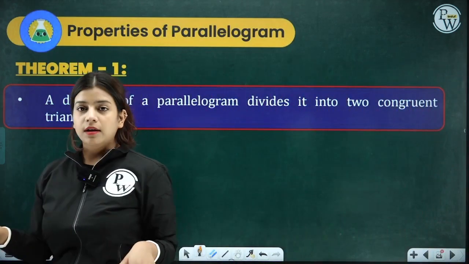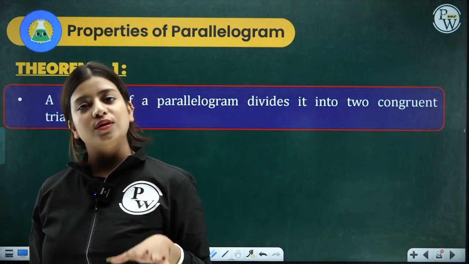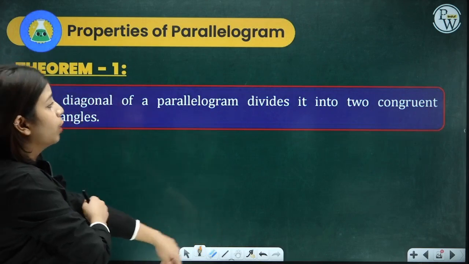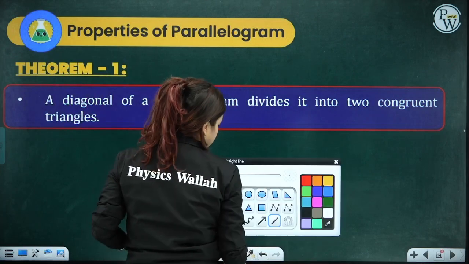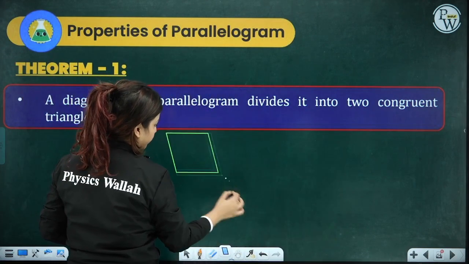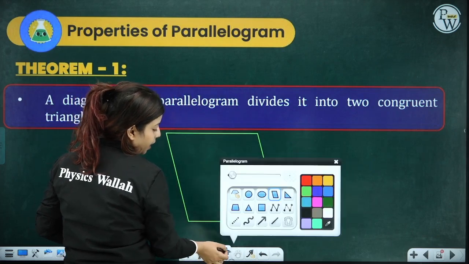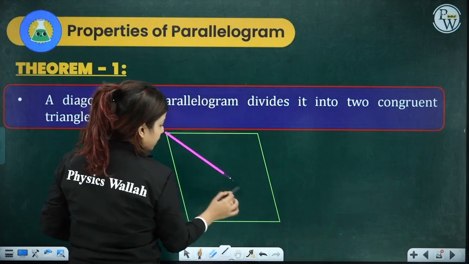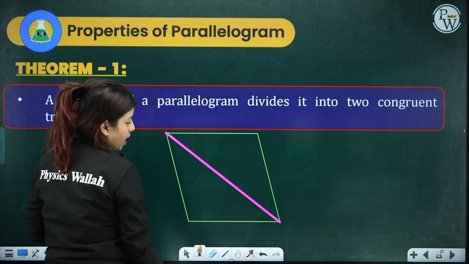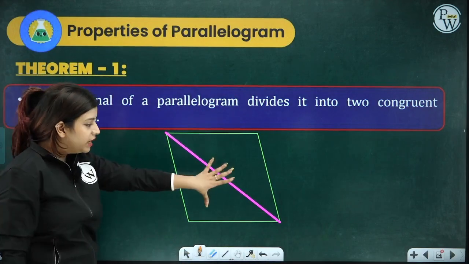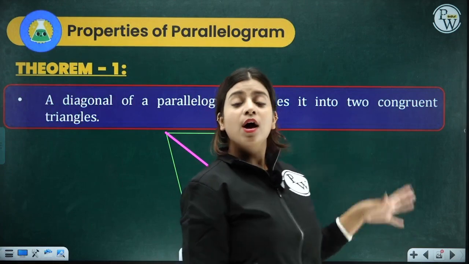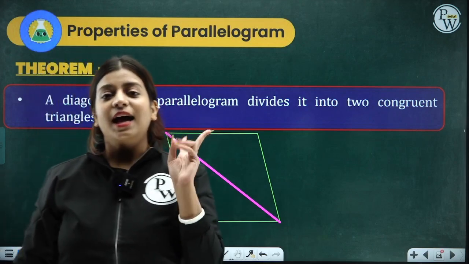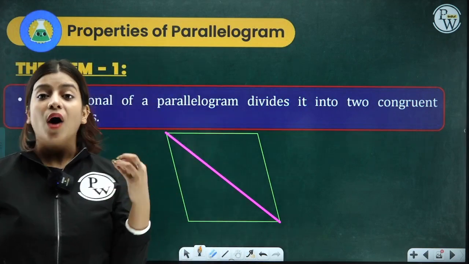I hope the properties are clear, and now we are moving forward to the theorems related to this chapter. The very first theorem is: a diagonal of a parallelogram divides it into two congruent triangles. Now what does this mean, students? If we have a parallelogram and suppose I draw one diagonal of this parallelogram, we can see that by the help of this diagonal the parallelogram is divided into two congruent triangles.